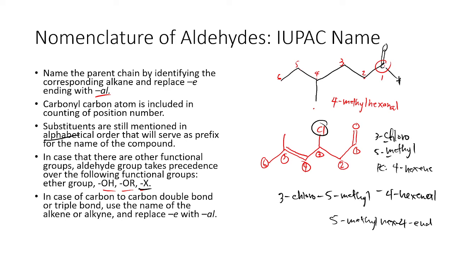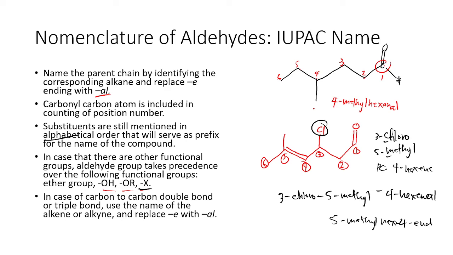So, again, kapag straight chain lang, we just need to replace the ending E with al. And for carbonyl groups, kailangan natin siyang include sa ating counting position number. And basically, we need to place our aldehydes as the first position number. And all of the substituents must be in alphabetical order. And in case of other functional groups, aldehyde group takes precedence. And those functional groups are ether group, our OH or alcohol, we have our OR, alkoxide, and our halogens.